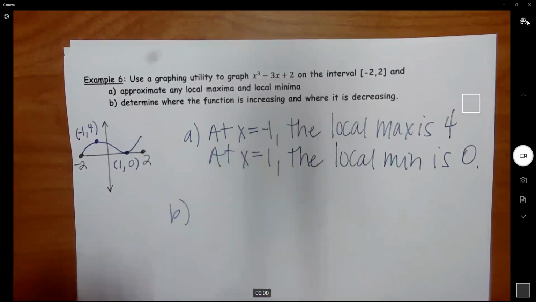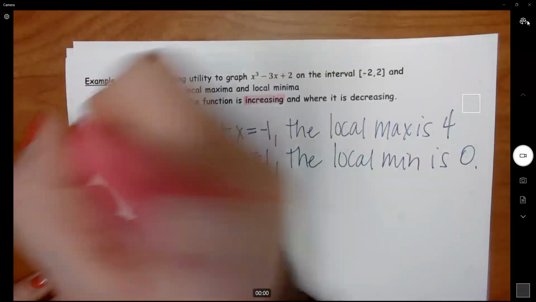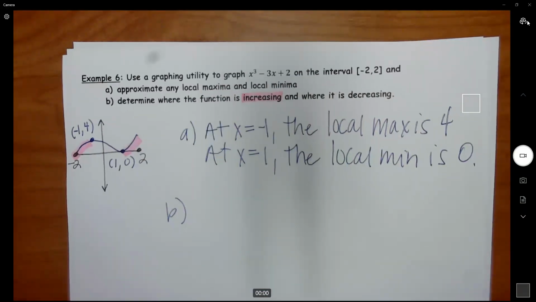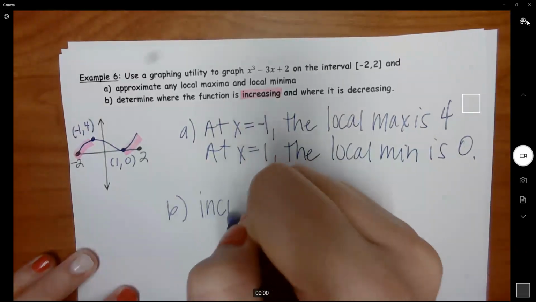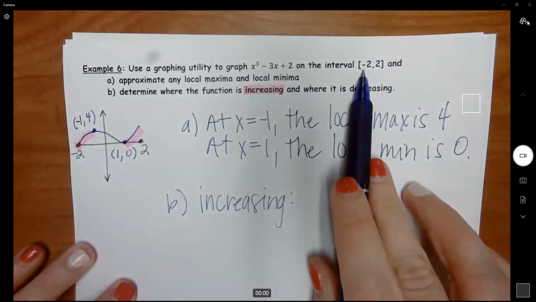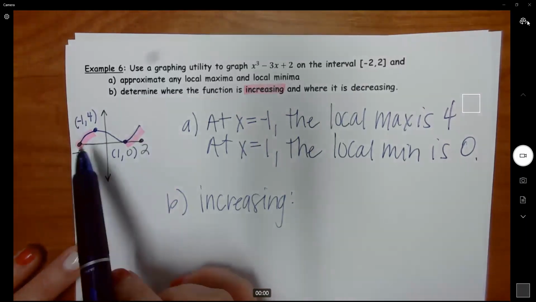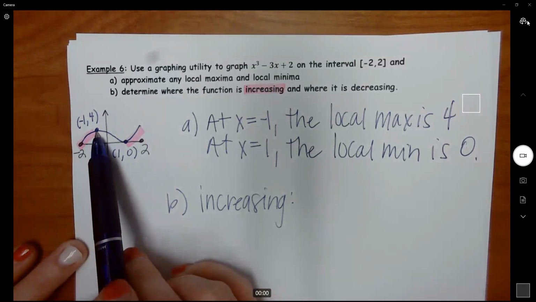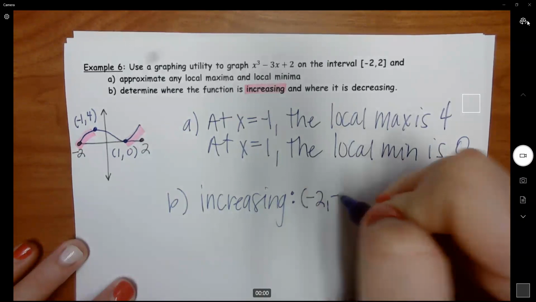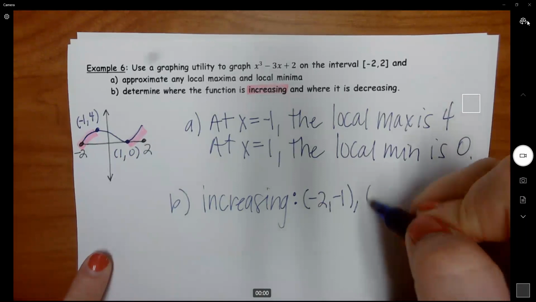B, determine where the function is increasing and decreasing. Well, it is increasing from here to here and here to here. And we do have start and stop numbers. Because I'm doing this from -2 to 2, this isn't going to keep going in both directions. So it's increasing from -2 to -1. And then increasing here from 1 to 2.